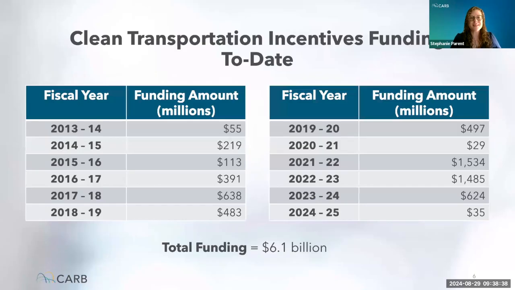Thank you. Let's look at the historical appropriations for the clean transportation incentives over the past decade. This year's appropriation builds on the approximately $6.1 billion that has been invested since 2013. Fiscal years 2021-22 and 2022-23, which were the first 2 years of the Zero Emission Vehicle Package, or ZEV package, saw large funding appropriations. These were intended to serve as down payments, with annual funding appropriations scaling down over the remaining years of the ZEV package.